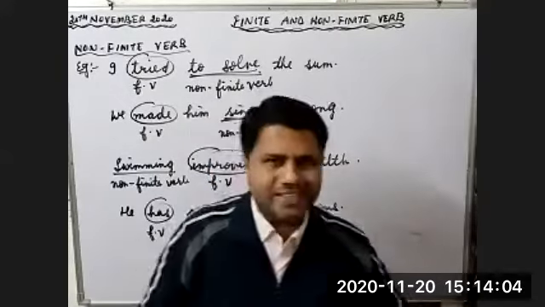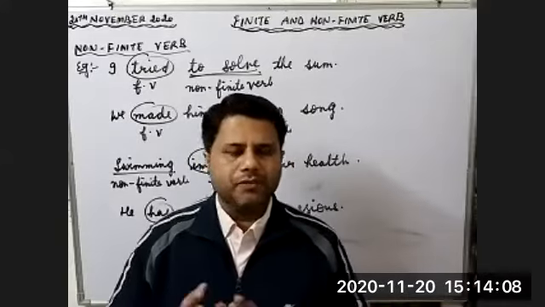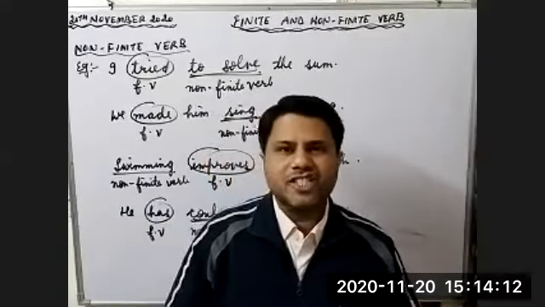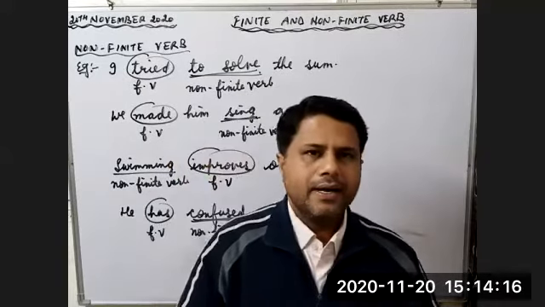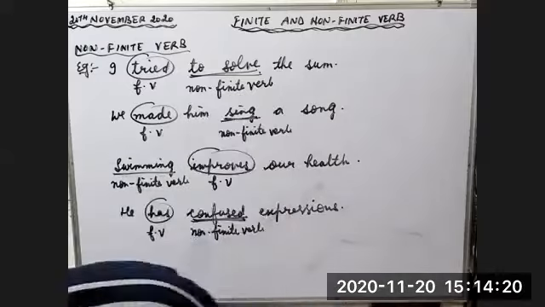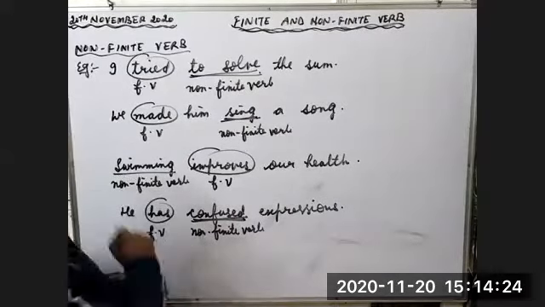Non-finite verb is a verb which does not have tense element. It cannot act as a verb in a sentence, it cannot change with the change in the subject, and it cannot have different forms. I mean, present, past, or past participle. Let's clarify the points. Children, look at the first example.